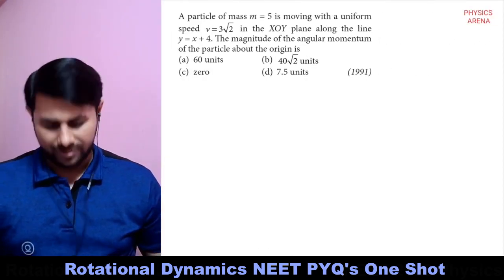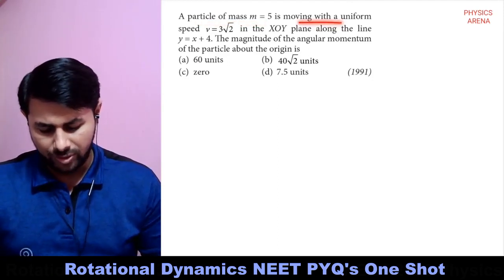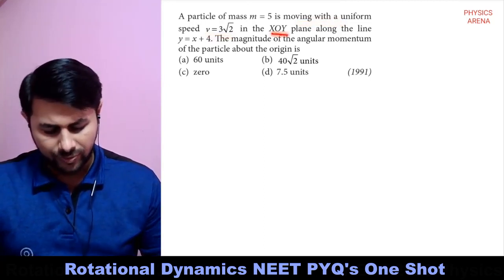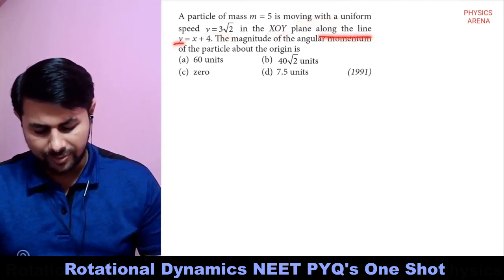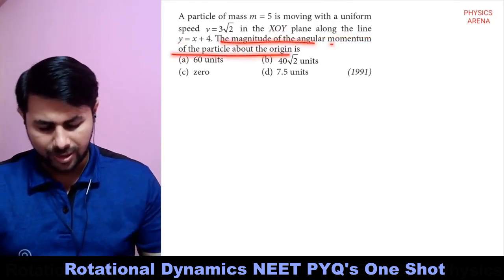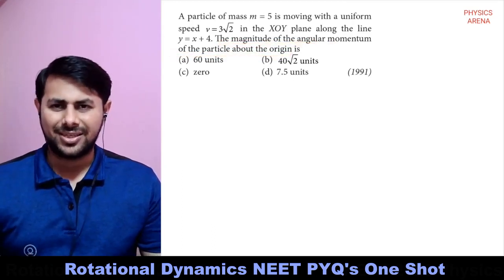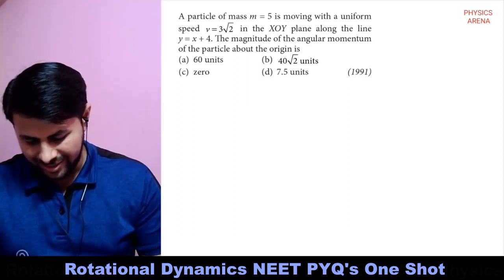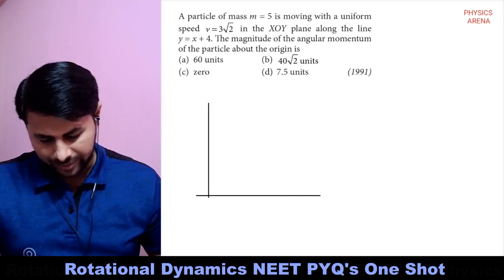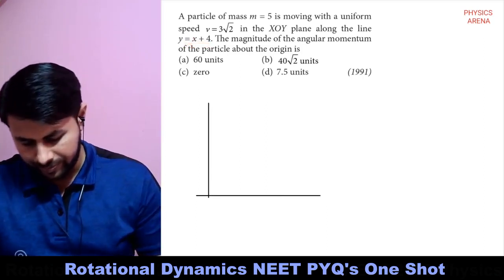Then next question. So a particle of mass m equals to 5 is moving with a uniform speed v equals to 3 root 2 in XOY plane along the line y equals to x plus 4. The magnitude of angular momentum of particle about the origin is, this is the question. This is slightly different, right? So you have a particle which is moving along this line. What's the line? Y equals to x plus 4.